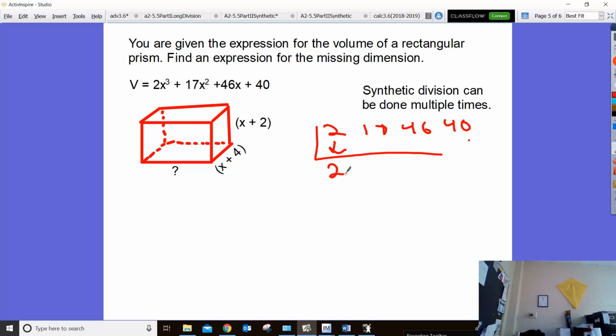By the way, I did forget something. What goes in front of this thing? -2. You can either do the -2 or the -4, right? Which one do you want to do first? It's a smaller number. Now what do I do with that -2 in front and that 2 down low? Multiply. -4 goes in the first open slot. When you add, 17 minus 4 makes it 13 last I checked. And then you multiply and you get a -26, and you add and you get a 20, and you multiply and you get a -40, and you add and you get a 0.